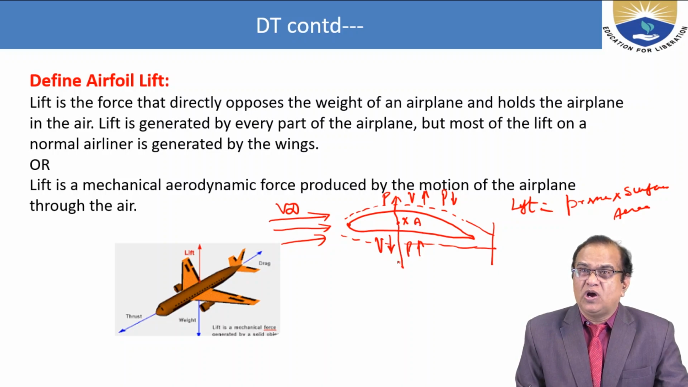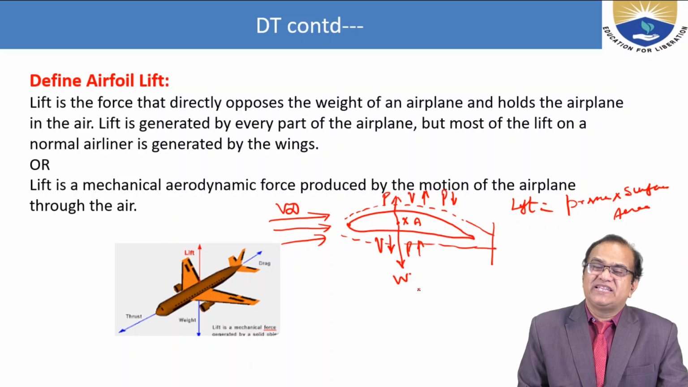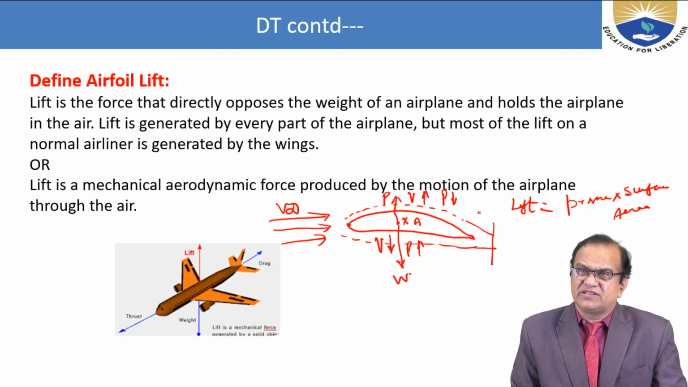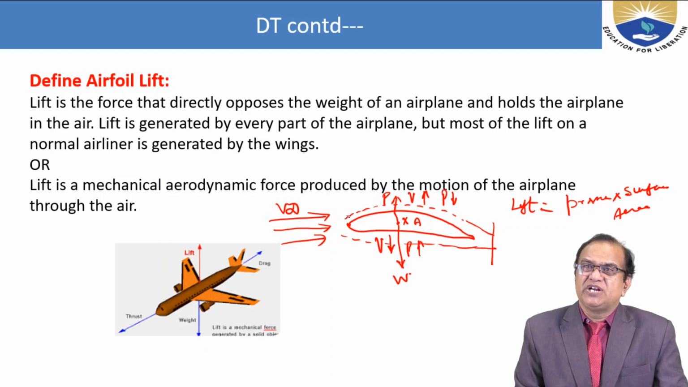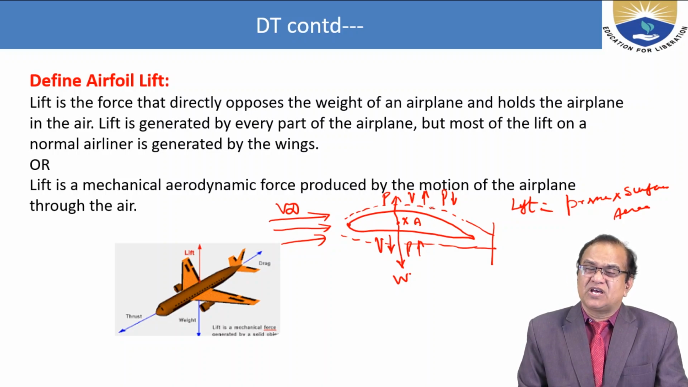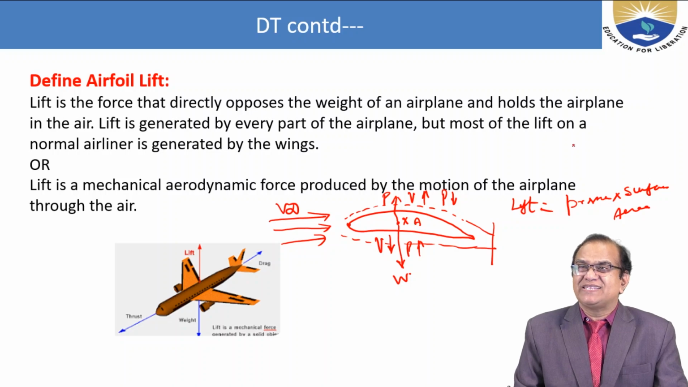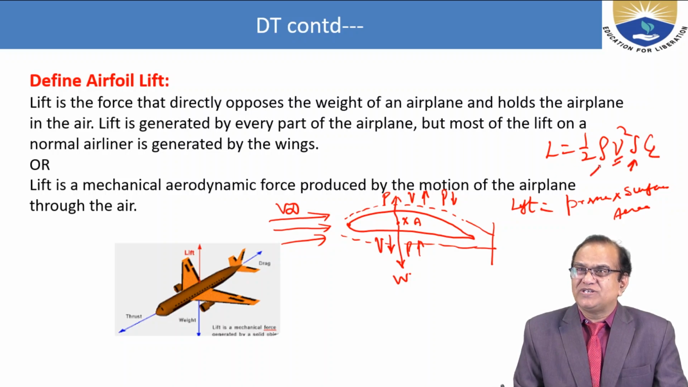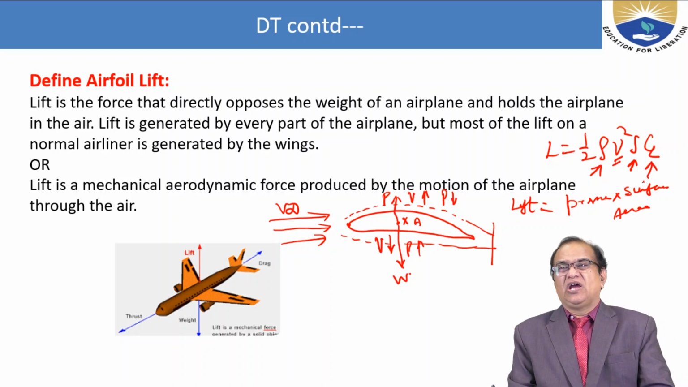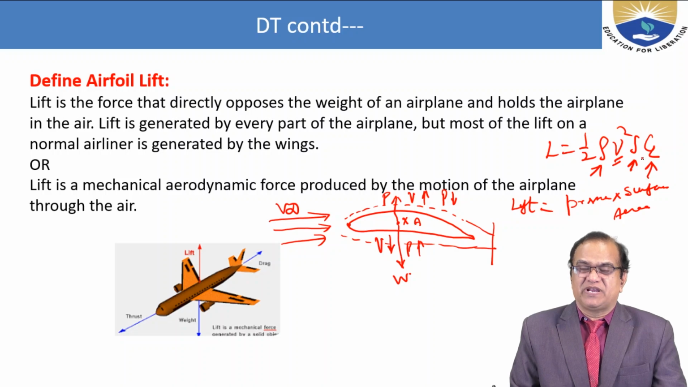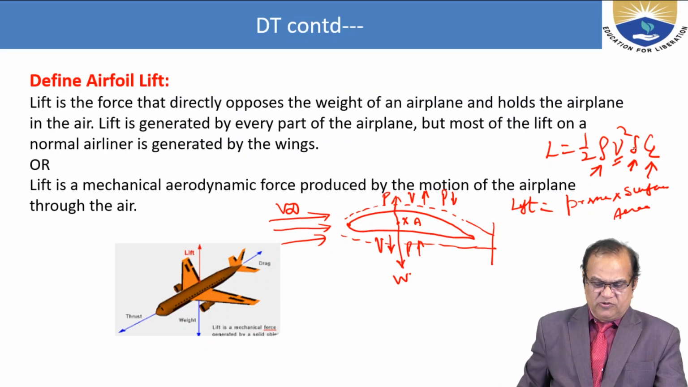This lift has to counter the weight of the aircraft. That is the intention of producing aircraft lift. There are different theories. Another theory says that there is circulation on the upper side, and due to this circulation the lift is produced. So we can say that lift is equal to half rho V squared S CL. V is the free stream velocity, S is the area, rho is the air density, and CL is the coefficient of lift, which is obtained through experiments. So this is about the airfoil lift.